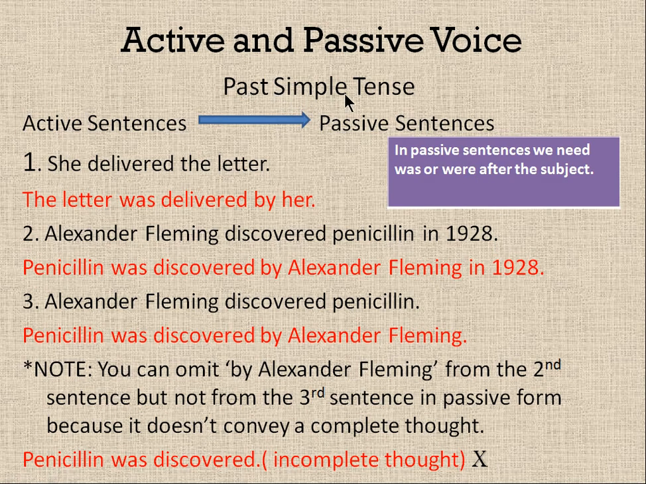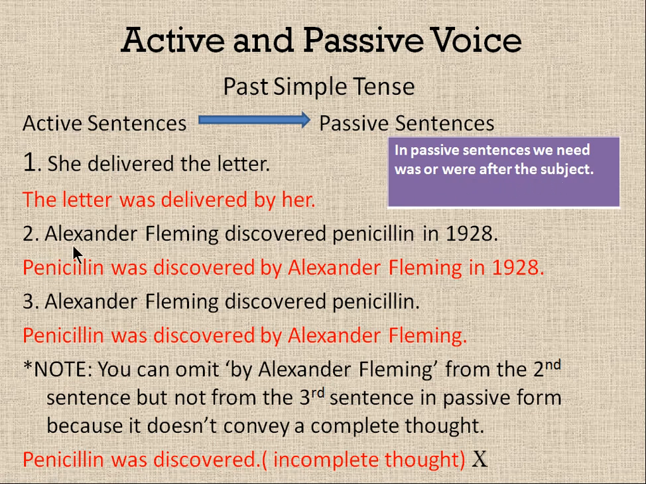Past simple tense. In past simple tense, we have the second form of the verb. She delivered the letter. This is the object. The letter was delivered by her. So as it is the second form of the verb or the past tense, that's why here in the passive form we need was or were after the subject.